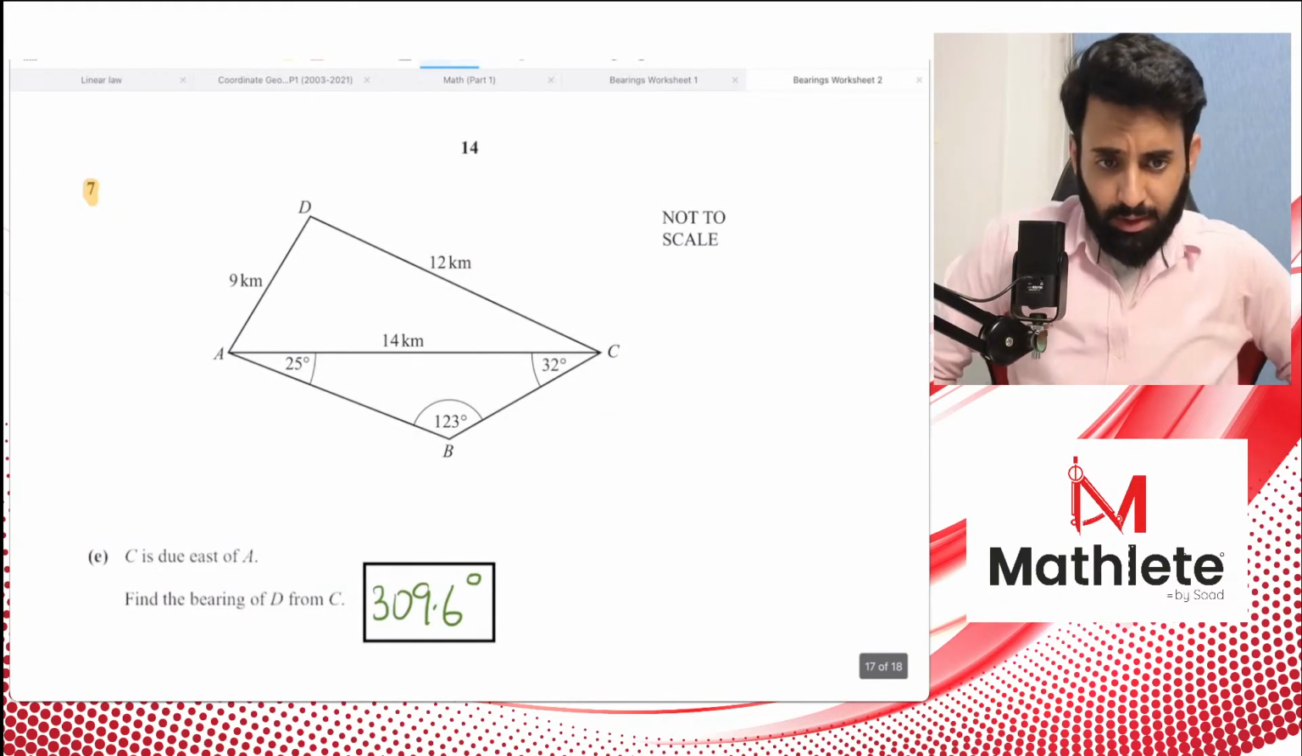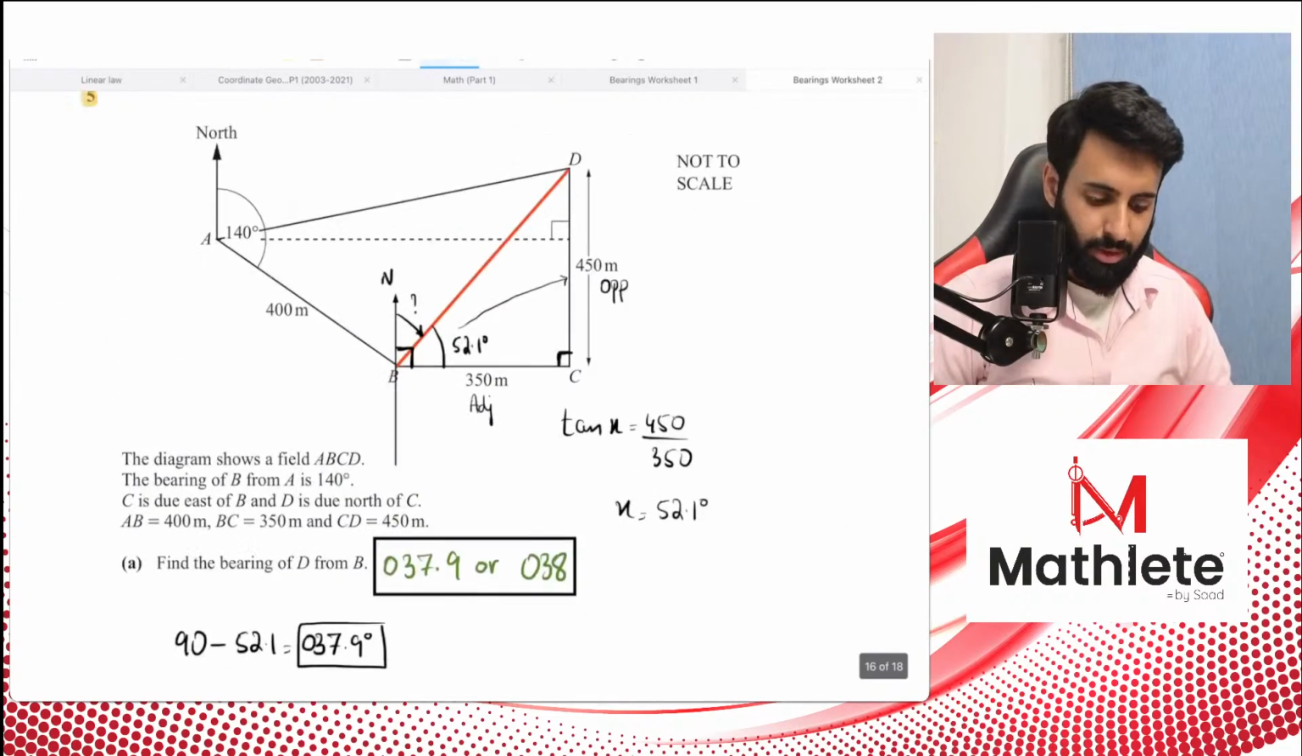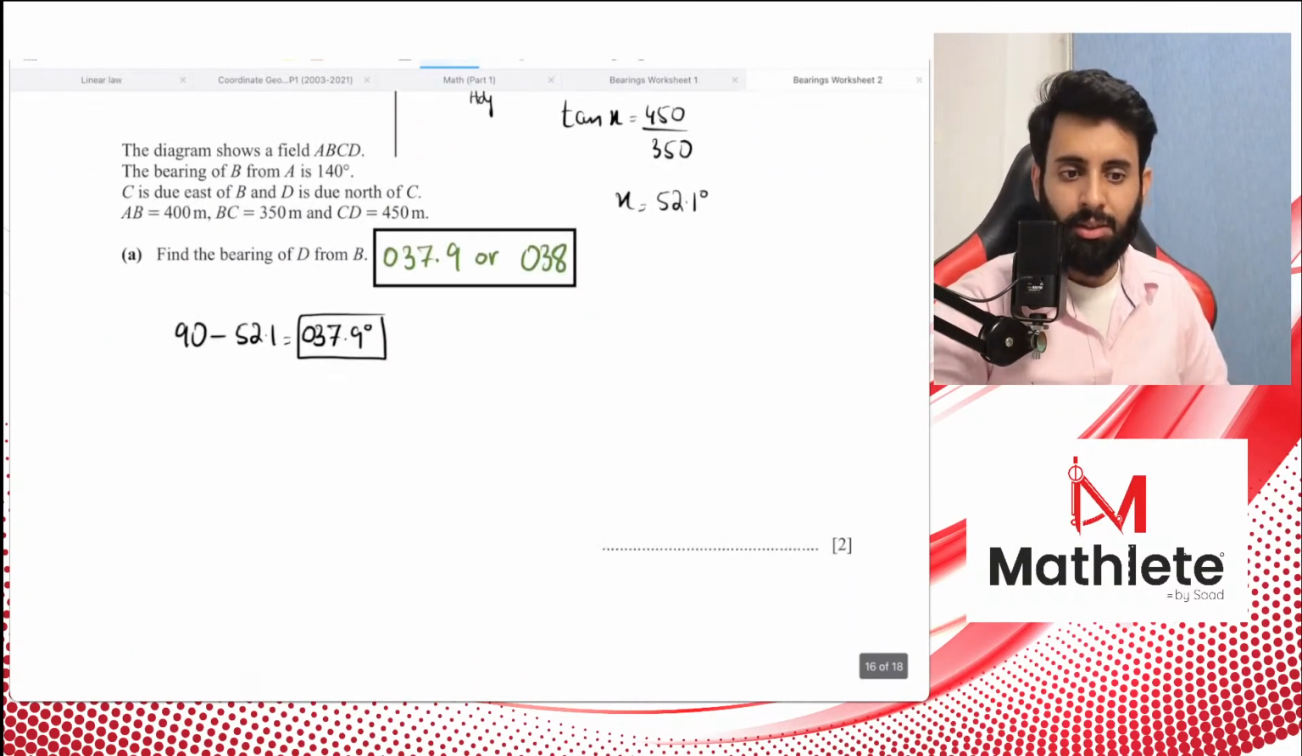We could also find angle D since it's alternate. Yeah, that's not a bad idea. That's not a bad idea. Yeah, this is only intermediate.